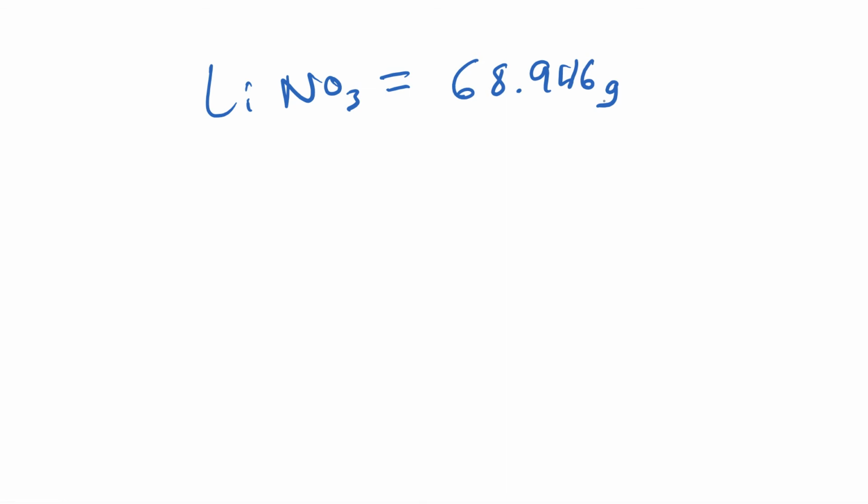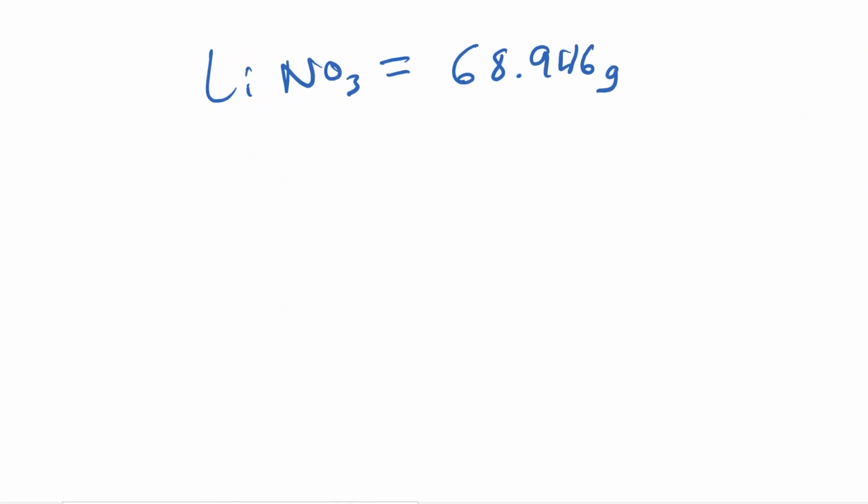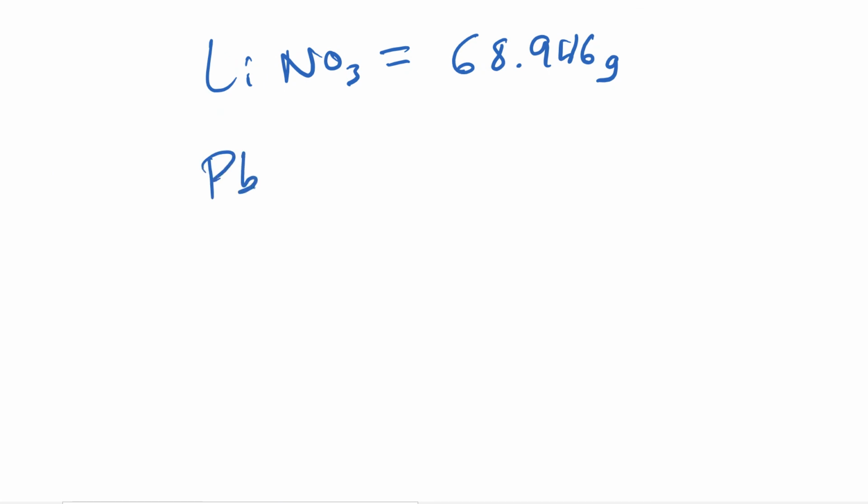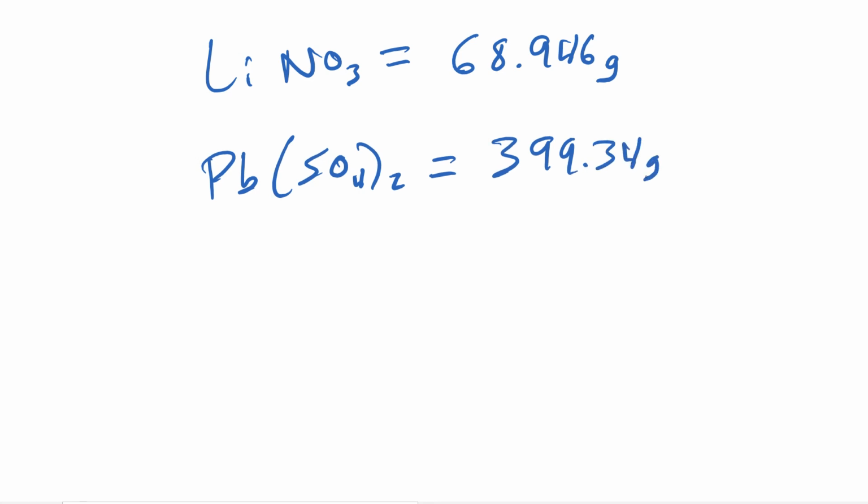If you got that, great. If you didn't, that's alright, you'll get this next one. So here's the next one. I'm going to give you, let's see, we did lead nitrate. Next one is lead sulfate. Alright, go ahead and figure out what is the molar mass of lead sulfate. Alright, so the mass of lead sulfate is, oh, the suspense is killing me, 399.34 grams. And that, ladies and gentlemen, is how you find the molar mass.